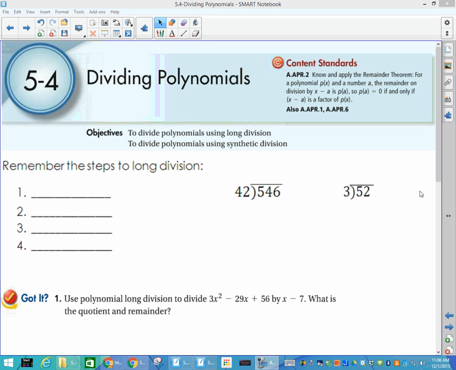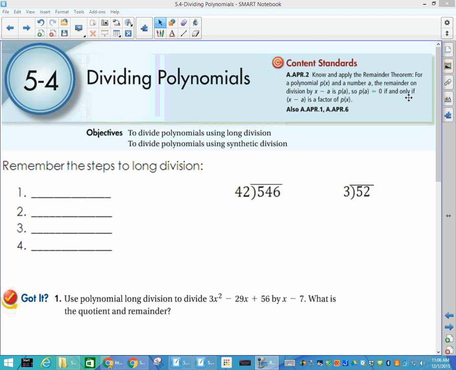Okay, this lesson is on dividing polynomials. It is section 5.4 out of our textbook. We're going to use the traditional long division algorithm that I hope you all learned in elementary school. And we're also going to learn a new method called synthetic division.